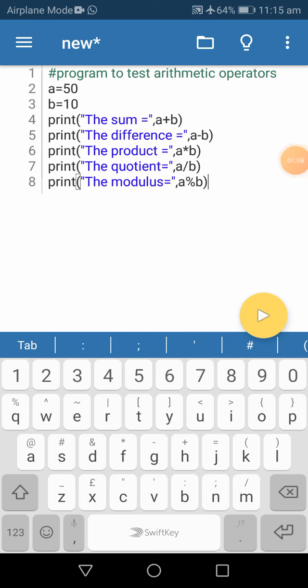Here this is the modulus using the percentage symbol. So here the expression is a modulus b. It gives the remainder value.